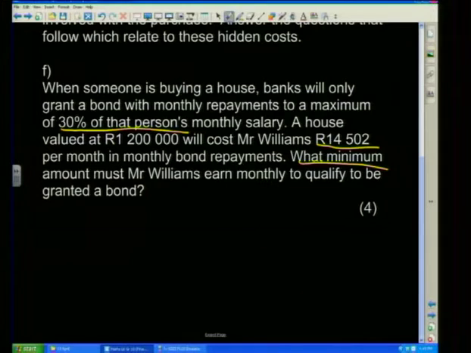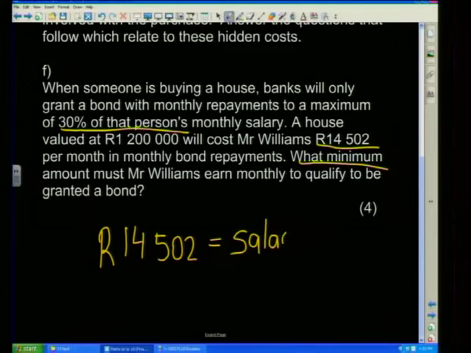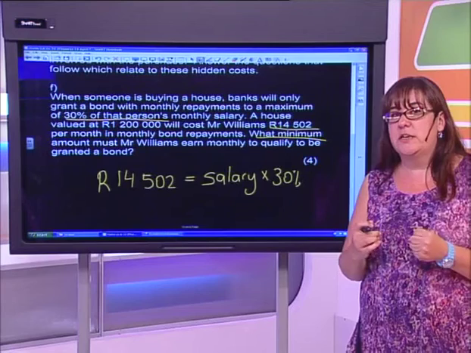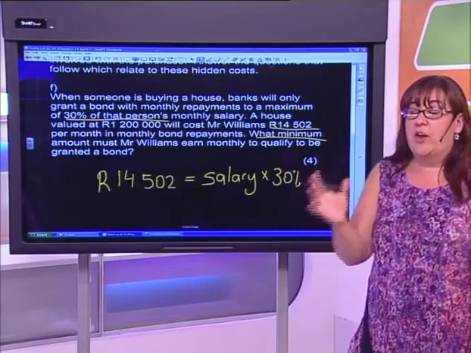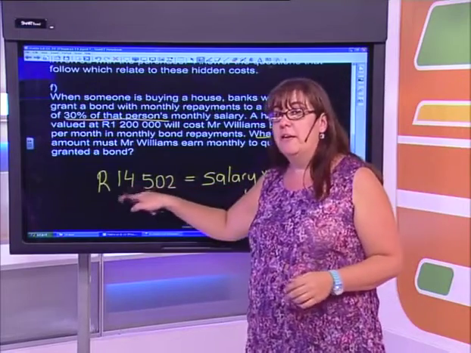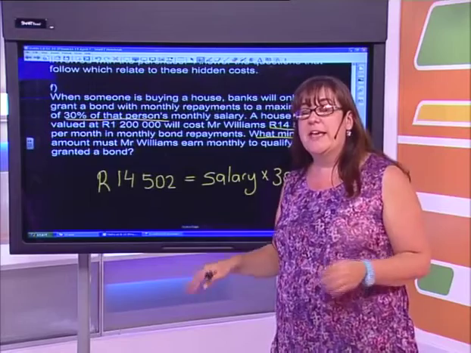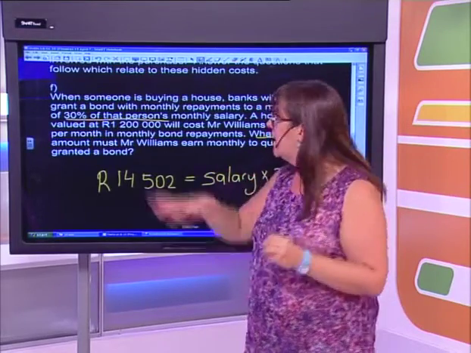So I'm going to take these numbers out of here, and I'm going to say, well, okay, the value of the house is not important. We know the cost of the house. So we want our cost, which is our 14,502. That has to be a maximum of 30% of his salary. So we're going to take his salary and times it by 30%, and that basically needs to equal that. So I hope this is making sense to you guys, that 30% of his salary needs to be 14,502 Rand. And that's going to give me his minimum salary that they're asking.